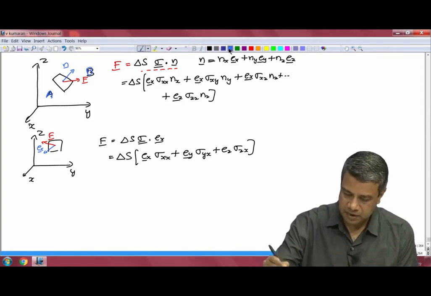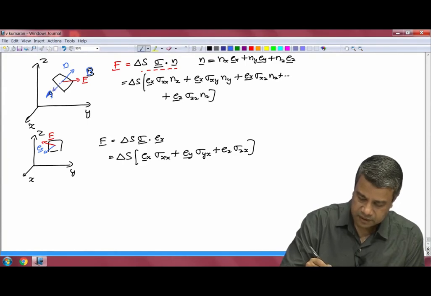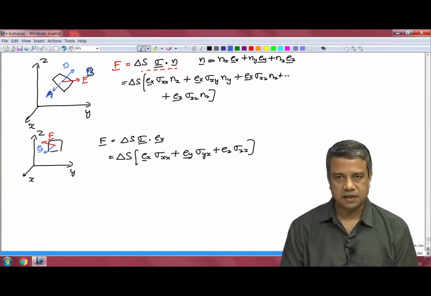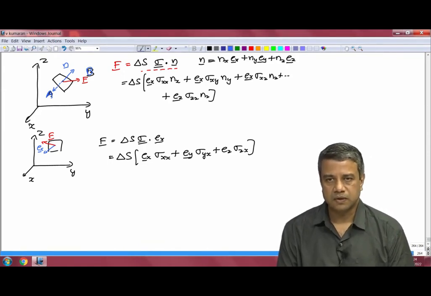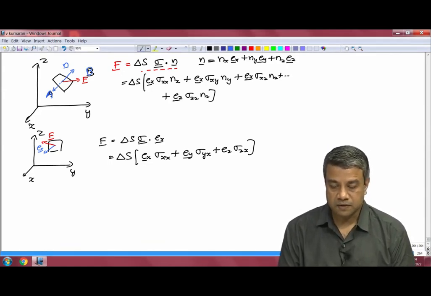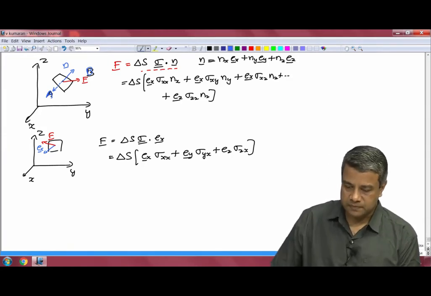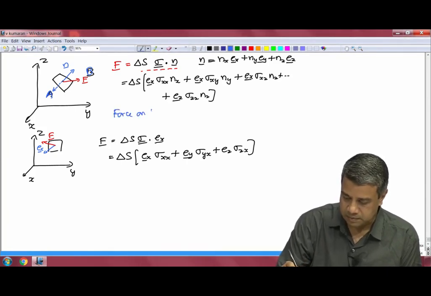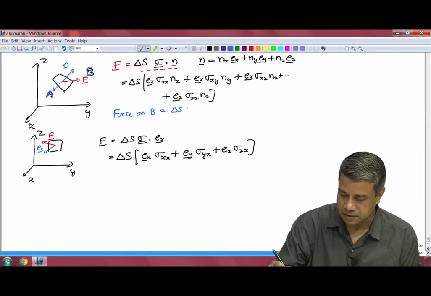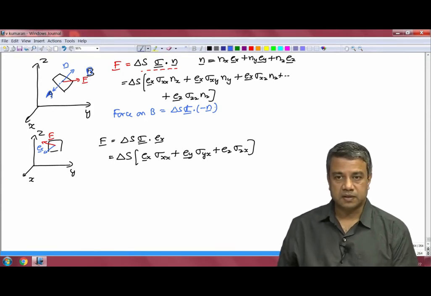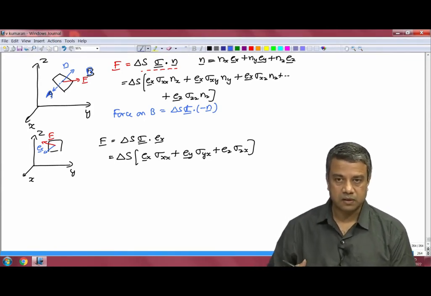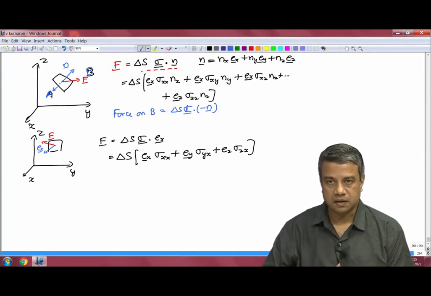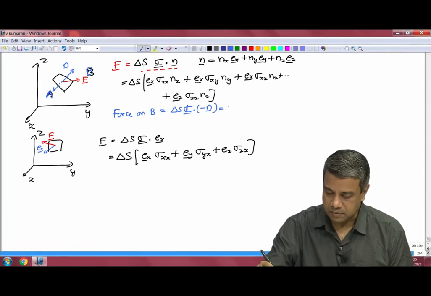Now, for the volume B itself, the outward unit normal is in the minus n direction. Therefore, the force has to be the negative. So, the force exerted on the volume B is going to be equal to delta S into sigma dot minus n, because the outward unit normal to the volume B is inward to A. So it is equal to minus the force on the volume A.